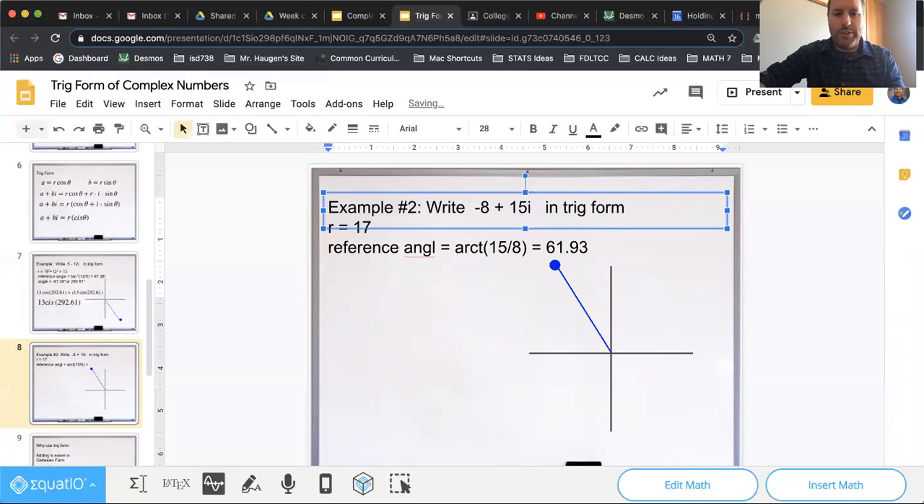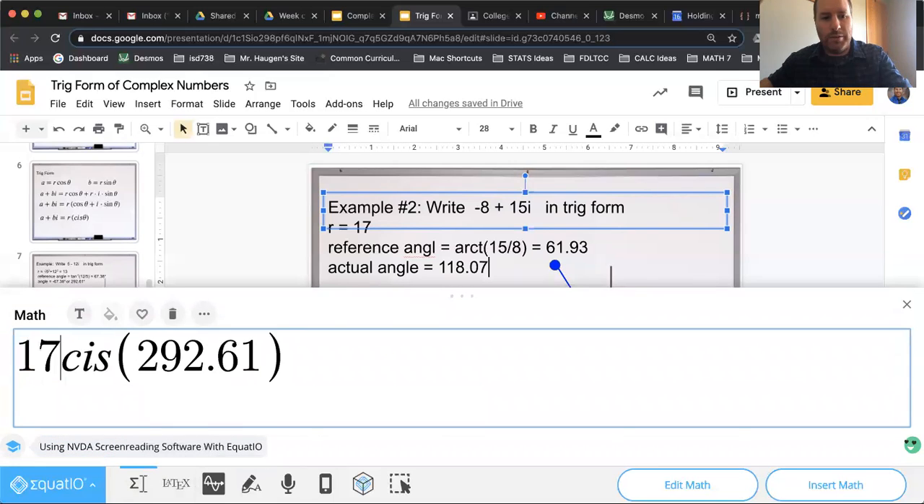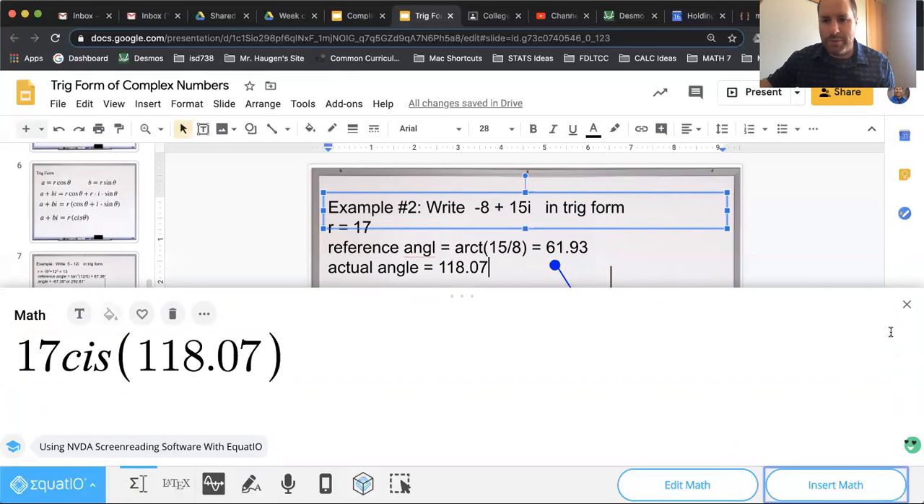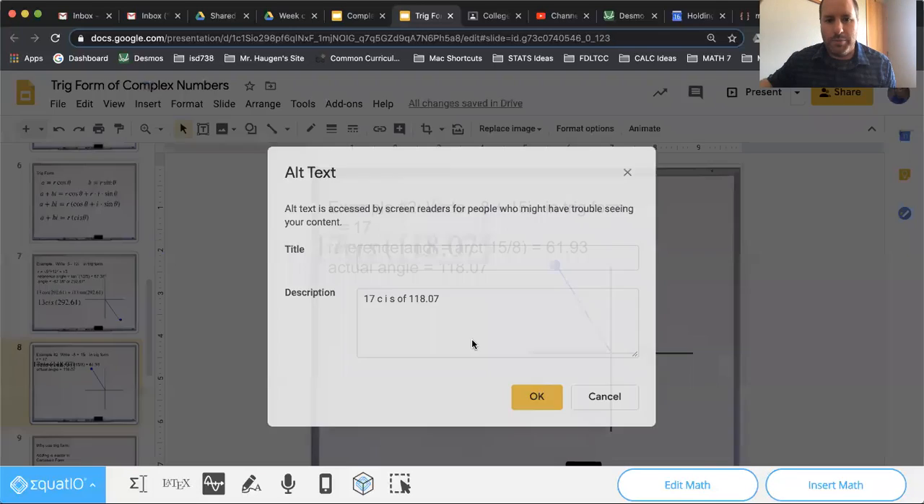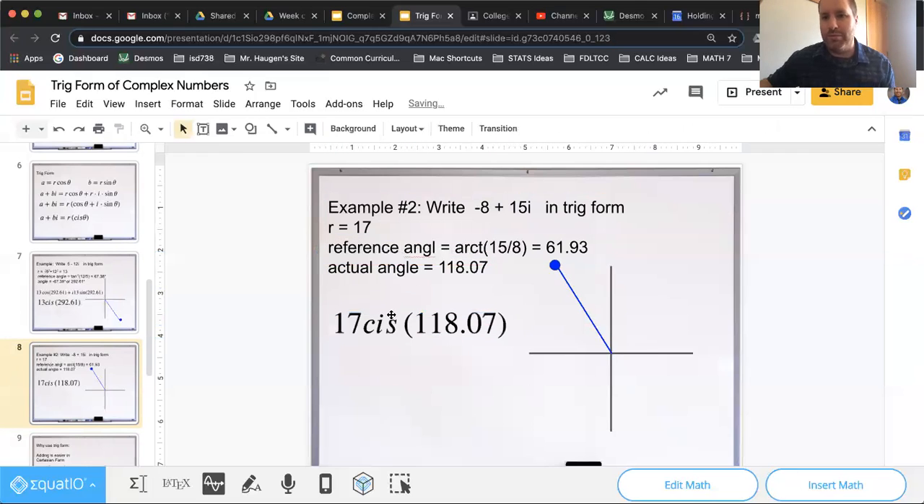And then I have to make my adjustment to find my actual angle, which would be 180 minus whatever that angle is, right? So I would do that and say, oh, that's about 118.07 in that case. And so the trig form of this, I'm not going to write it out in long form because I don't want to take all that time. I know the radius is 17 because we figured that out by doing the square roots. And then this is 118.07, right? I'm just going to put it in that abbreviated form. That's where we put that stuff. Okay? That's putting something into trig form. We can do that. It's that cis form there.